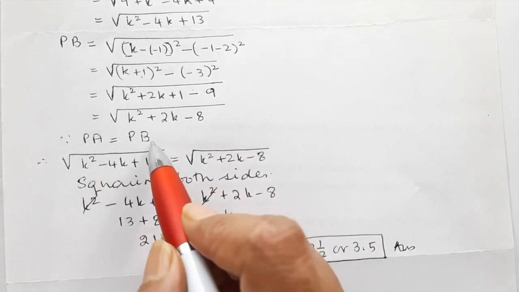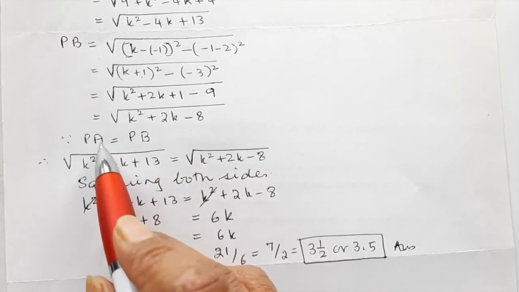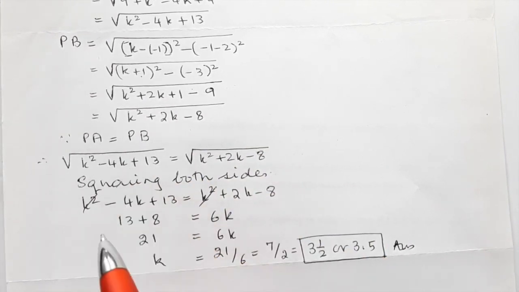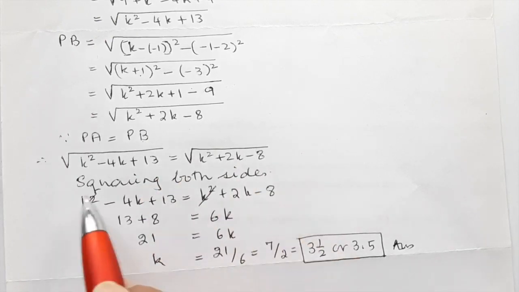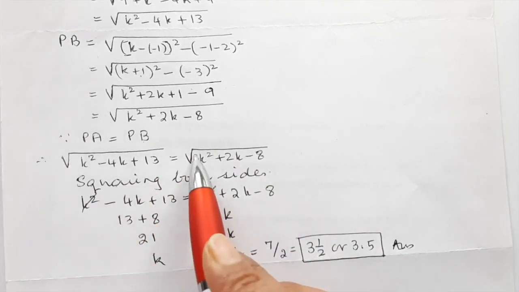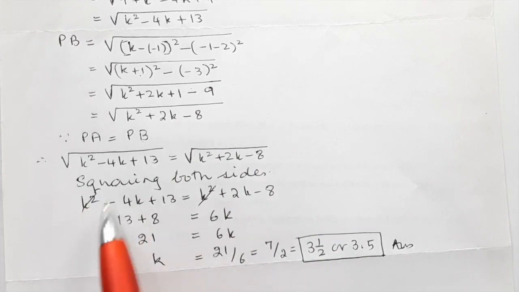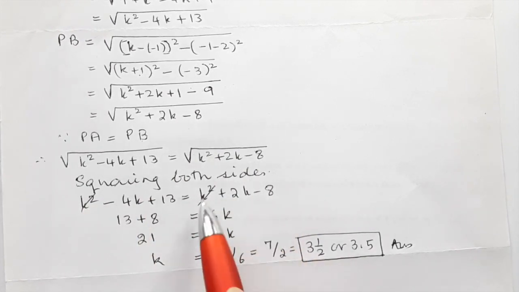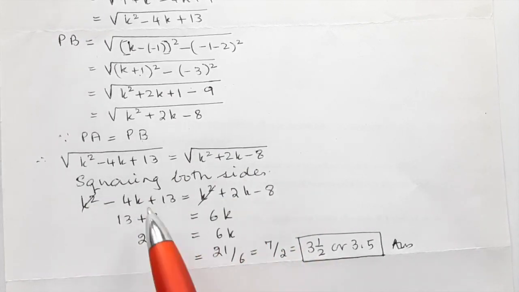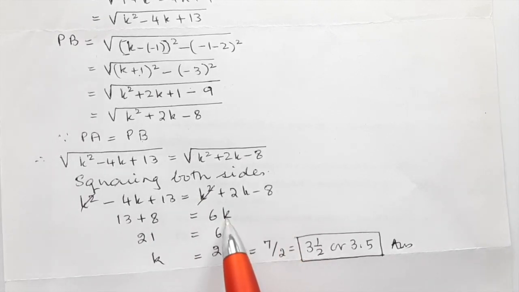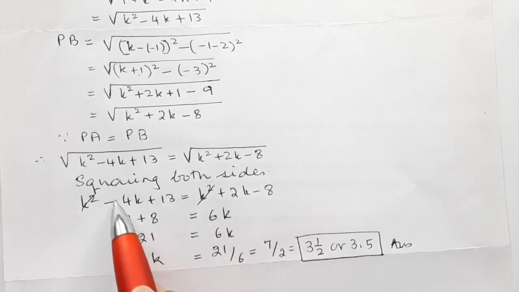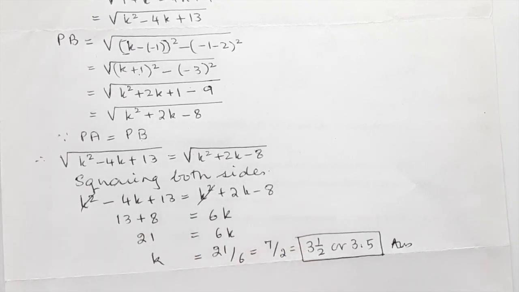Now we know that PA is equal to PB. So we write the value of PA, what we've already obtained earlier, and this PB we'll write like so. Squaring both sides, this root sign will go, and we will have this equal to this. K square gets cancelled. This minus 4k goes this side, so it becomes 6k. And this comes here, so it becomes 13 plus 8, which is 21.